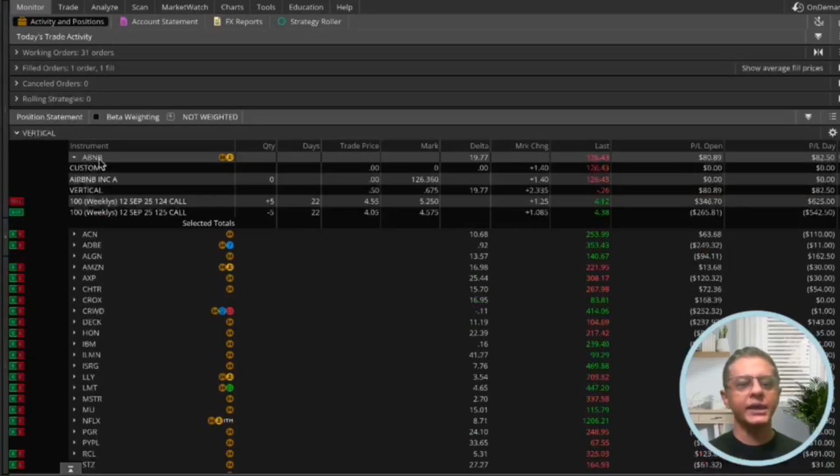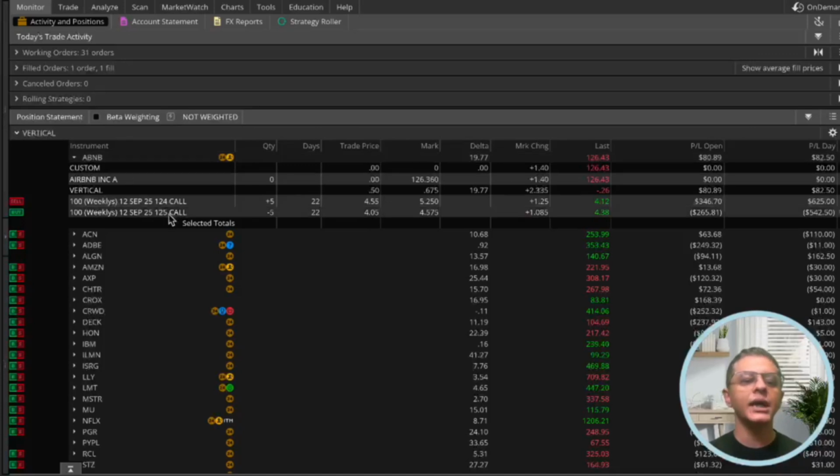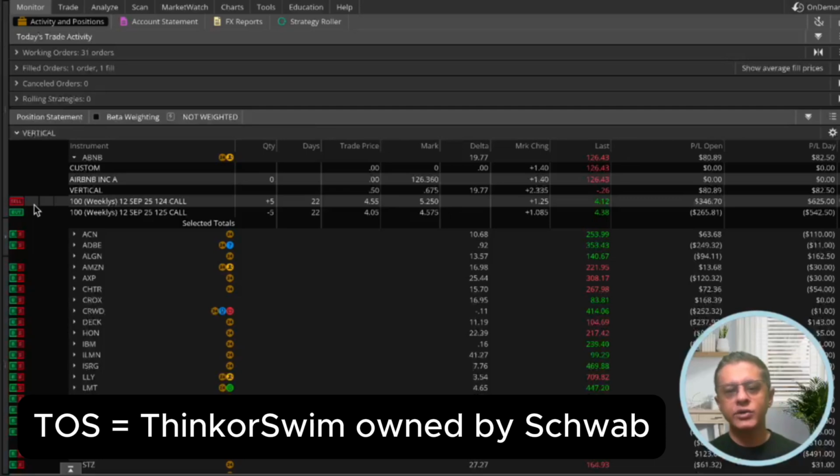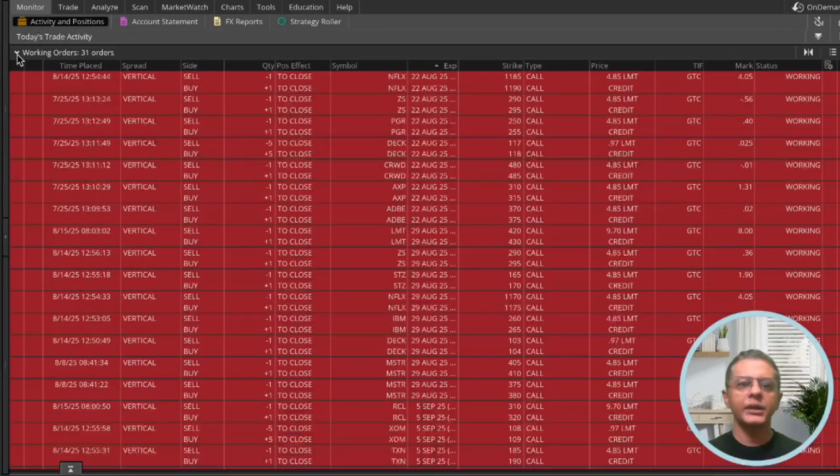Okay, so I have this trade, Airbnb. I don't have the SPY trade that I was using as an example. I have an Airbnb 124/125 call spread. Now obviously I have already placed the closing order. That's in TOS. It shows you this sign when you have a closing order already working. Let's go to working orders and locate that.